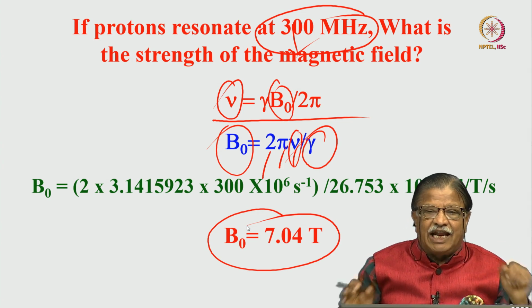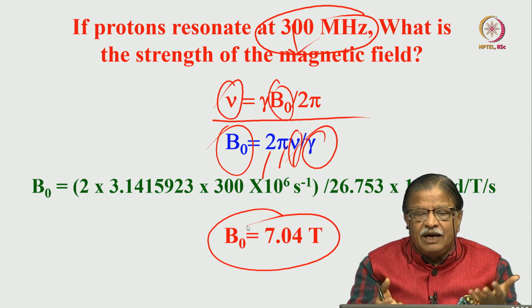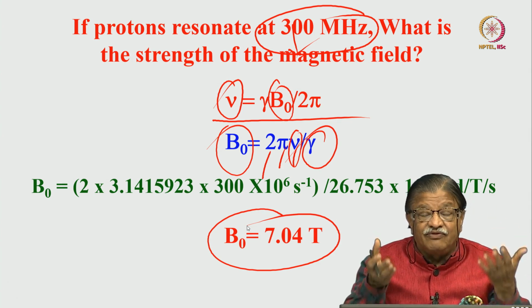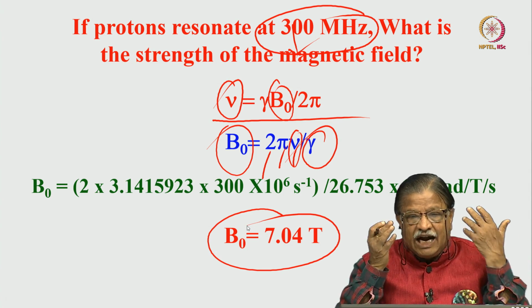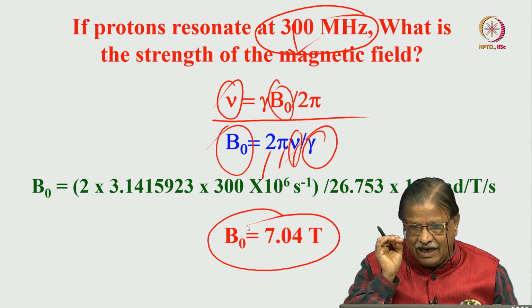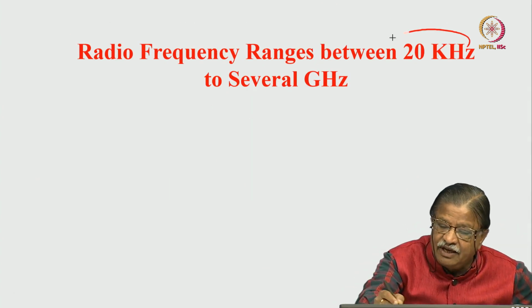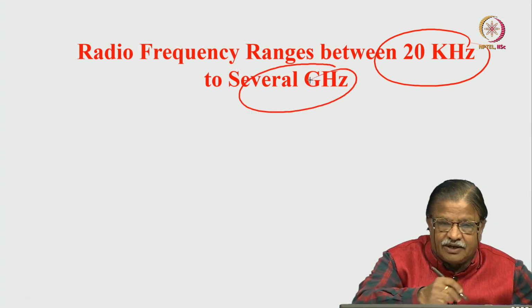Or in other words, if you tell me what magnetic field strength you have, I can tell you at which frequencies different nuclei will resonate. That is what I can detect, I can calculate. Okay. So what is the radio frequency range? It goes from 20 kilohertz to several gigahertz.